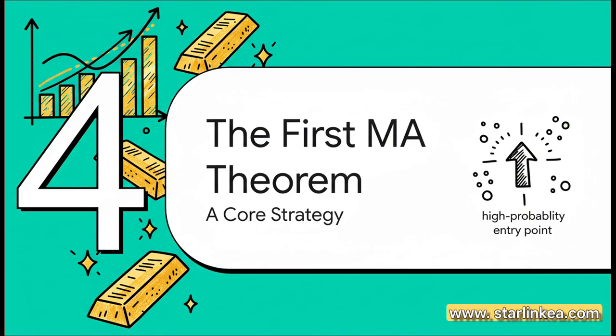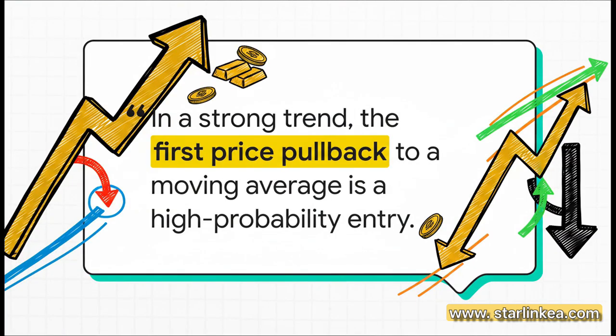We're going to introduce the core strategy from our source material. It's a simple but really elegant rule they call the first MA theorem, and it is all about finding those high probability entry points. So here's the secret sauce. Once you spot a strong, obvious trend, either up or down, you do nothing. That's right. You don't chase it, you wait. You patiently wait for the price to pull back and touch one of your moving averages for the very first time. That first little touch, that's your signal. It's like the market is just taking a quick breath before it continues on its journey.